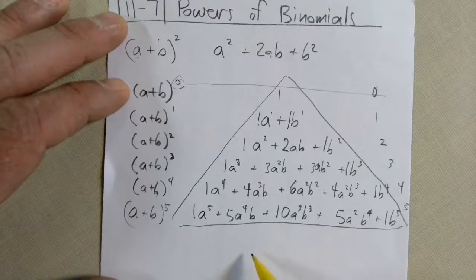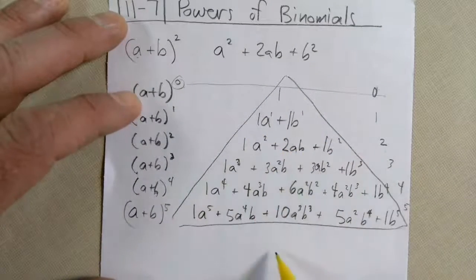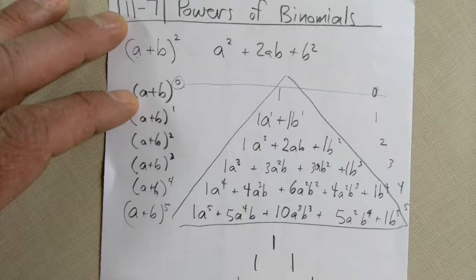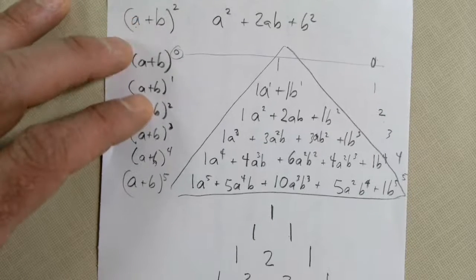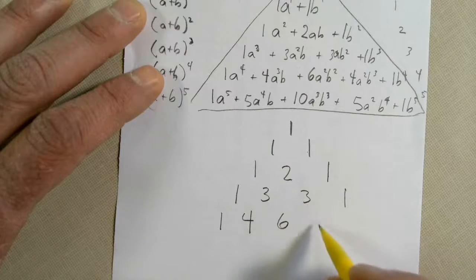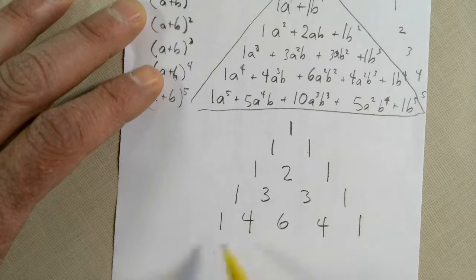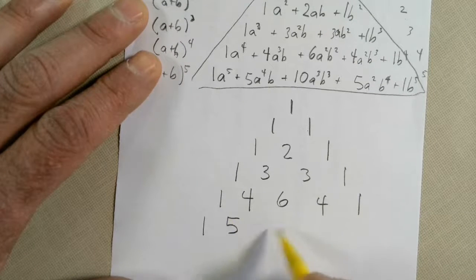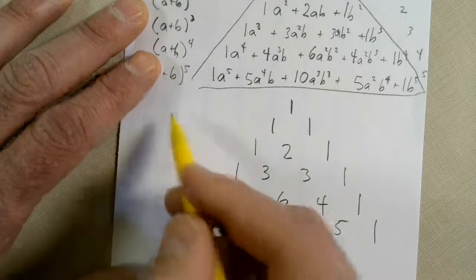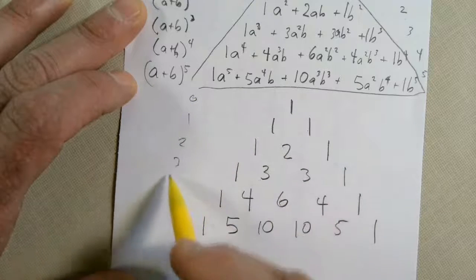Okay, now I'm going to draw the triangle, but without all the A's and B's, and I want you to notice. 1, 1, 1. Now, 1 is always on the edge, and then we add these two, and then it's 1. Now we're going to add 1, and then 1 plus 2 is 3. 2 plus 1 is 3. Back to 1. There's symmetry here. Okay, 1, 4. 3 plus 3 is 6. 3 plus 1 is 4. 1 again. 1, 5, 10, 10, 5, 1. All right, now this was row 0, or 1, 2, 3, 4, 5.